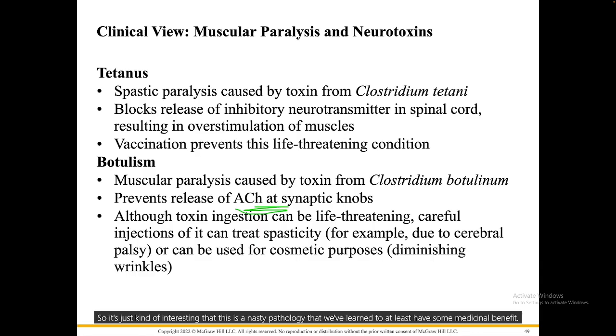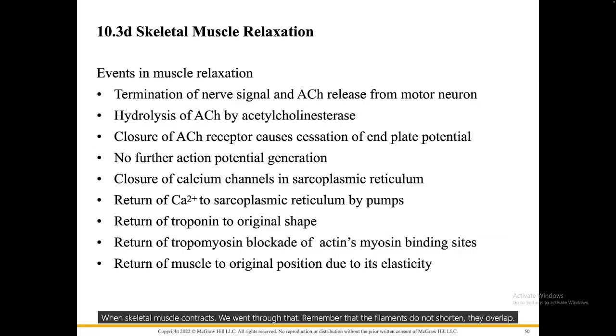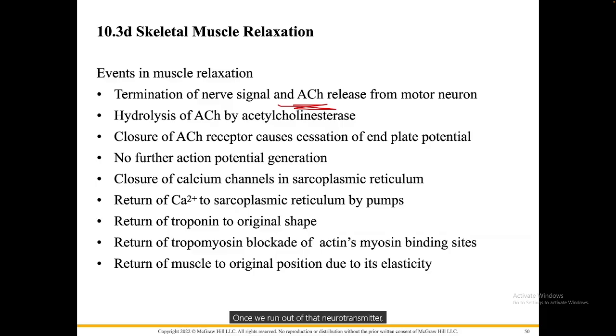So it's just kind of interesting that this is a nasty pathology that we've learned to at least have some medicinal benefits. When a skeletal muscle contracts, we went through that. Remember that the filaments do not shorten, they overlap. Then we have to relax. We're going to relax once we run out of the neurotransmitter.